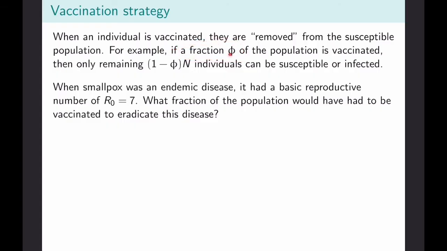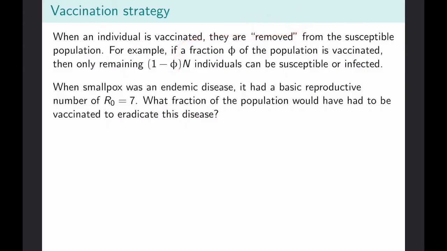If the fraction is phi, again using the standard epidemiology notation, then only the remaining 1 minus phi proportion of all of the individuals can still participate in the spread of the disease. So for example, if the fraction of vaccinated people is a quarter, then the fraction of the people that are still susceptible to the disease is 3/4. And this is where this 1 minus phi comes from.